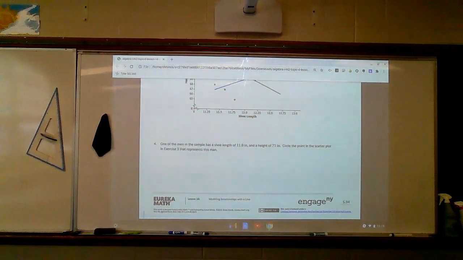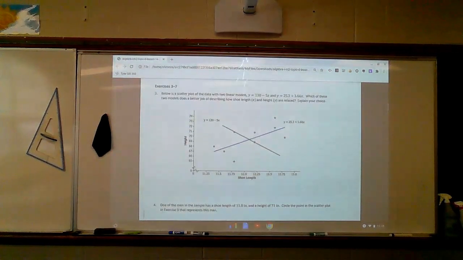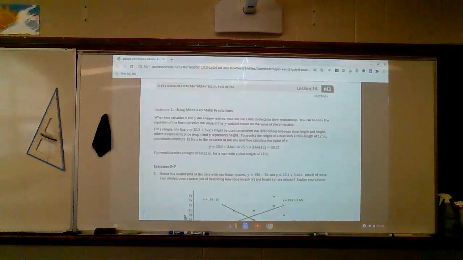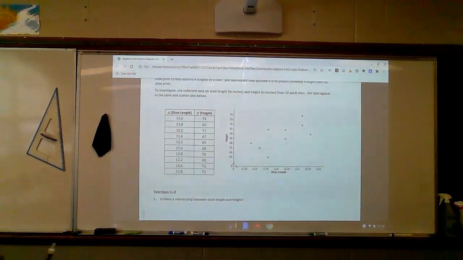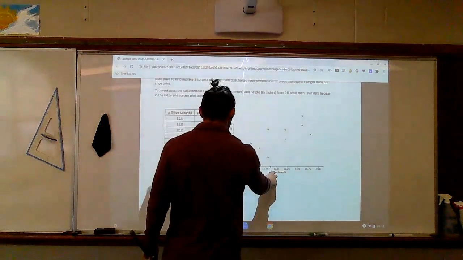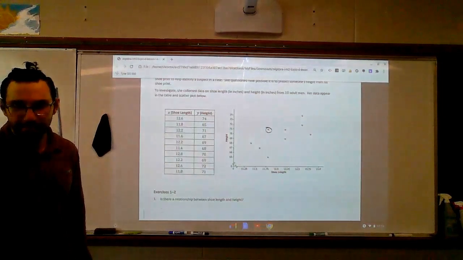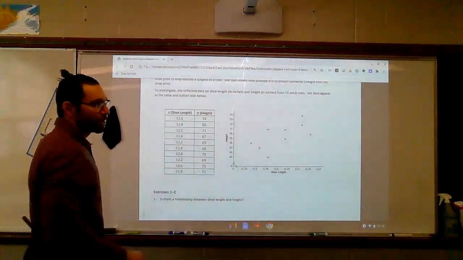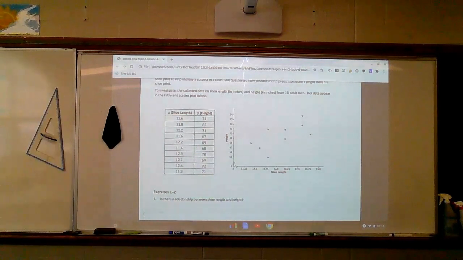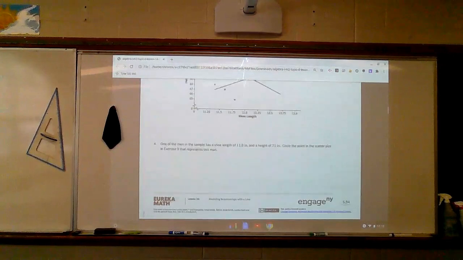One of the men has a shoe length of 11.8 inches and a height of 71 inches. Circle the point in the scatter plot in exercise 3 that represents this man. So 11.8 and 71. So let's go back here. 11.8, right around here, and 71. Okay? Why do they have me do that? Don't know yet. Let's find out. But knowing how to be able to find those on the graph is important. That's how we're going to interpret this, because you need to.